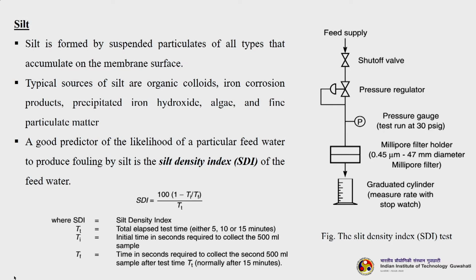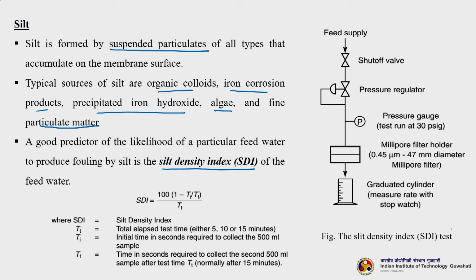So, the next is silt. Silt is formed by suspended particulates of all types that accumulate on the membrane surface. Typical sources of silt are organic colloids, iron corrosion products, precipitated iron hydroxide, algae and fine particulate material. A good predictor of the likelihood of a particular feed water to produce fouling by silt is the silt density index, called the SDI, of the feed water.